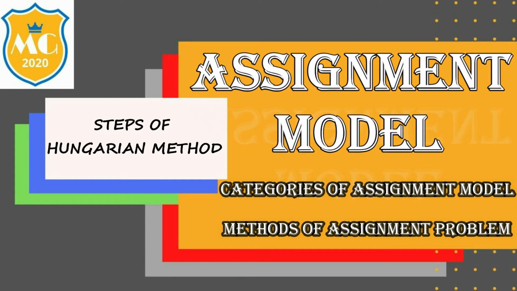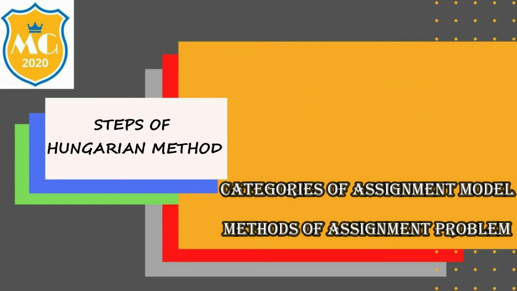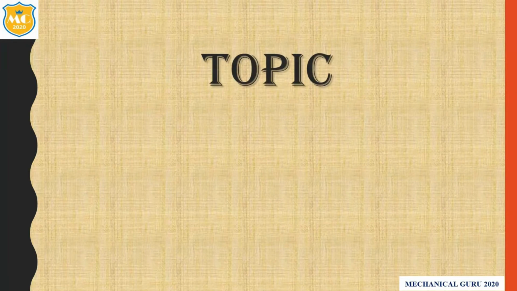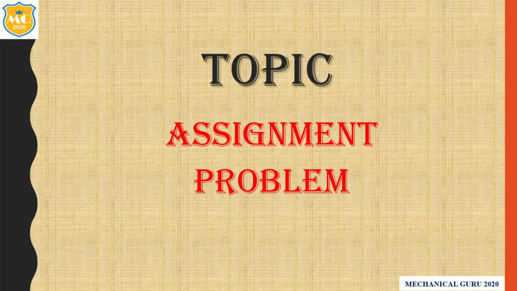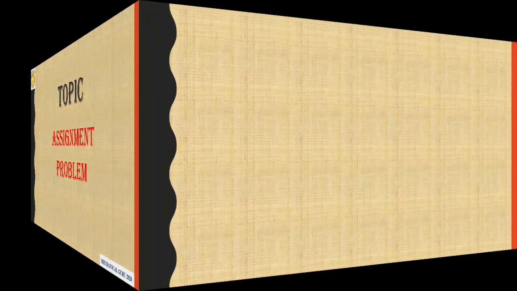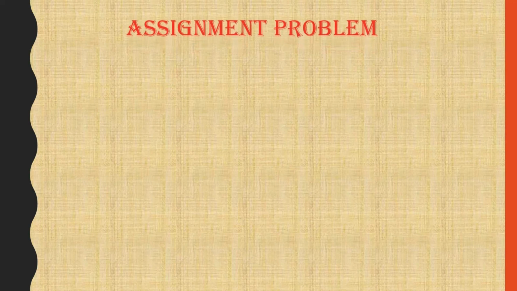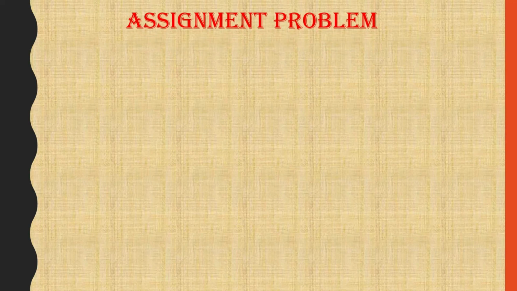Now we will go to the assignment model. In today's video we discuss the assignment problem. So first we understand the assignment models. See, basically the assignment model is a minimization model of LPP. The assignment problem is a special case of the transportation problem. There are some specific values for the decision variable and the constraint.